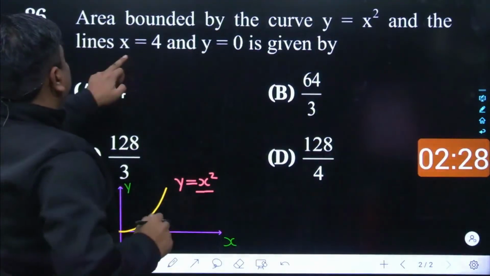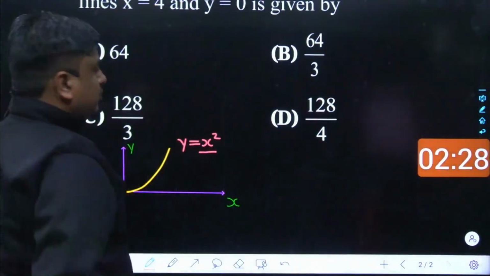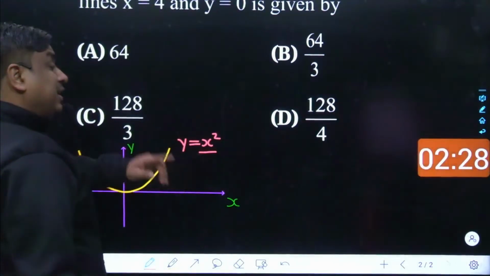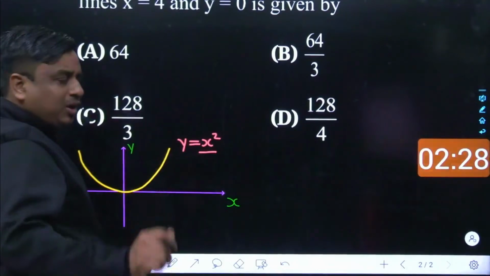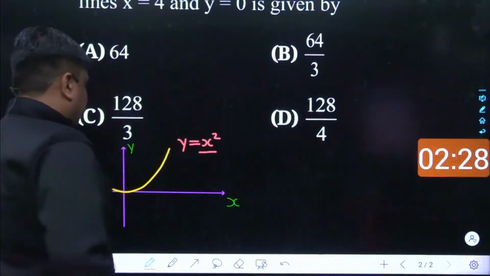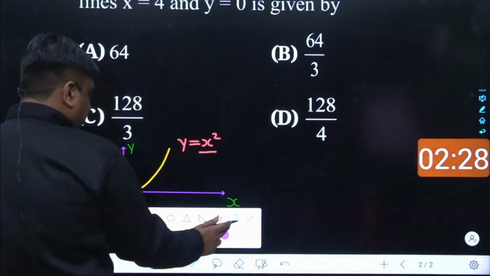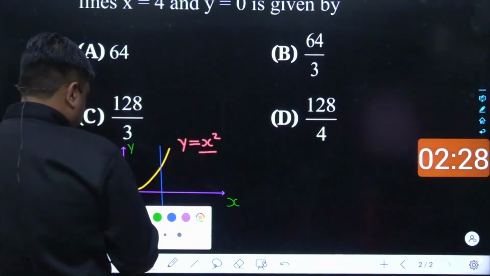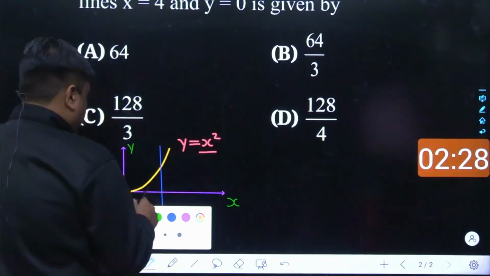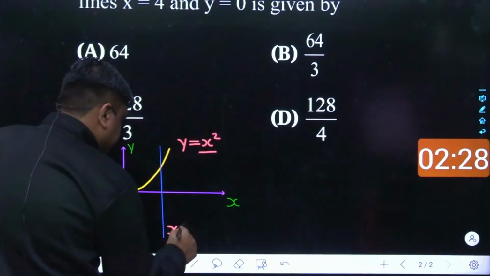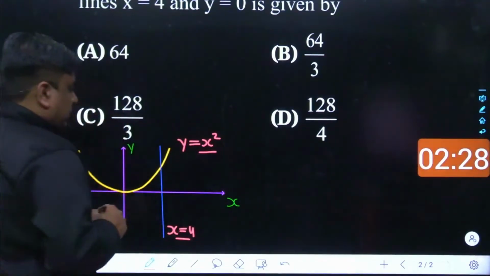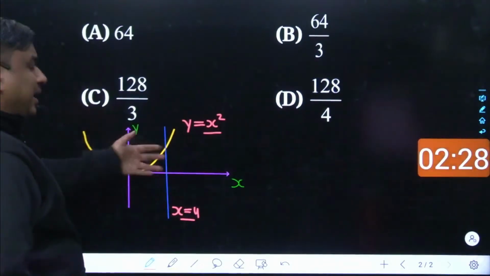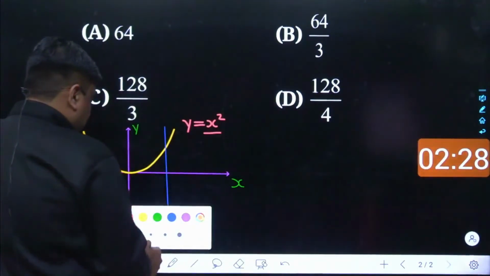The second contour is x equals 4. Keep in mind, is it a horizontal or vertical line? Vertical line. The y-axis is also called the x equals 0 axis. So it is shifted by 4 units towards the right hand side. So here comes something like this. So this goes x equals 4. And the next is going to be y equals 0. The x-axis is referred to as the y equals 0 axis.